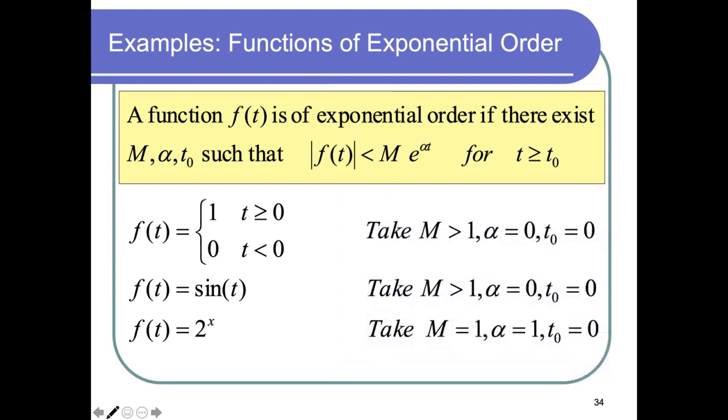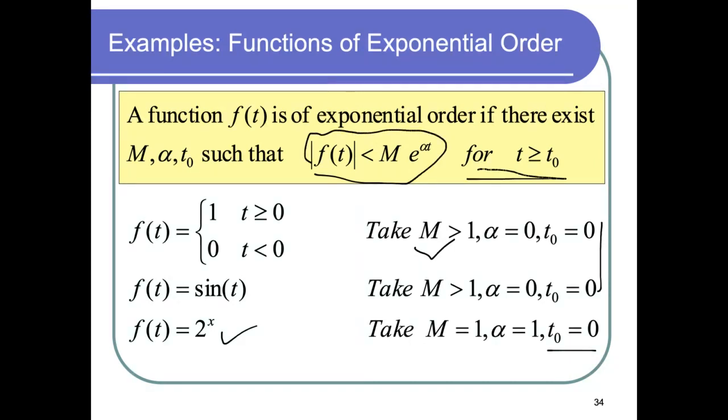So if we erase that, these are the answers. Take m to be greater than 1 for the first one, and you can set alpha and t naught to be 0. And similarly, take m and alpha to be 1 for the third one, and set t naught to be 0. Remember, this inequality is a function of time, so we want it to hold for all t greater than t naught. In this case, we just set t naught to be 0, but sometimes you may have to vary t naught depending on the example.